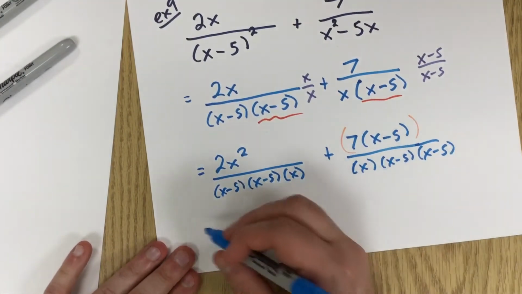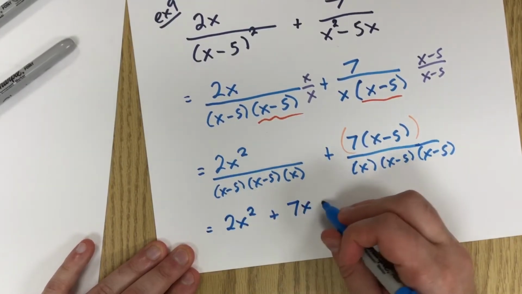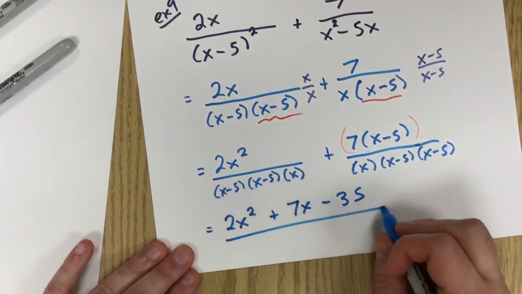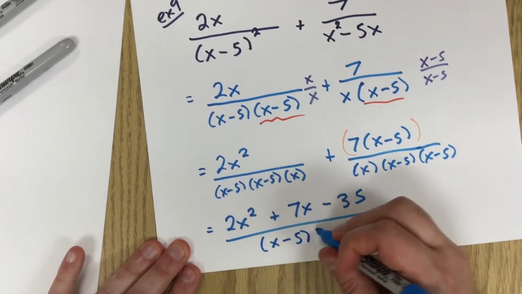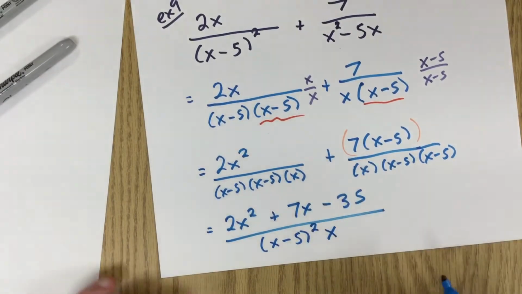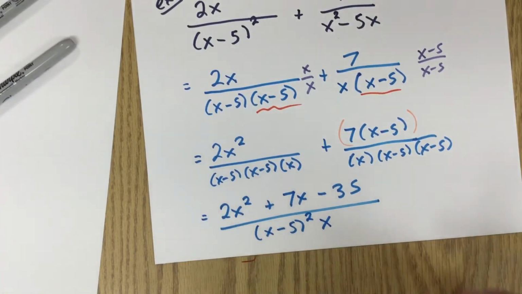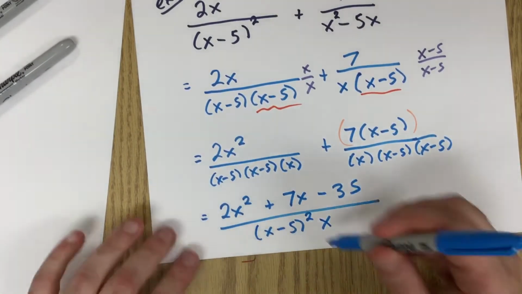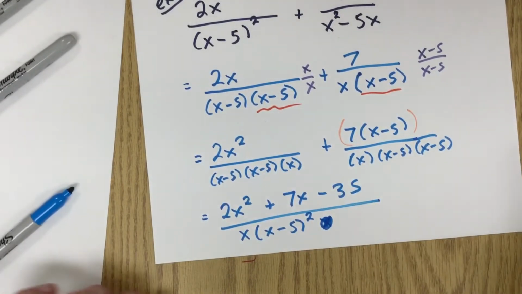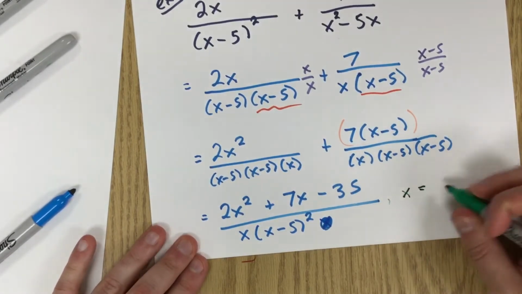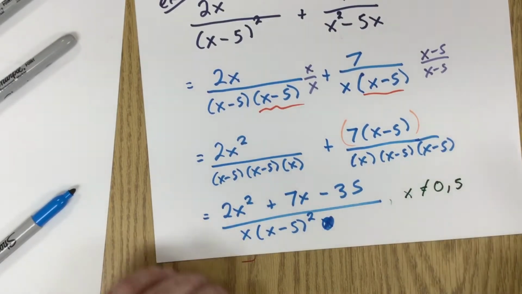So putting it together, we're going to get 2x squared plus 7x minus 35 over, and the best way to write that is to put it back in there. We want to have all the factors together. So it's 2x squared plus 7x minus 35 over (x minus 5) squared times x, or probably would have been prettier to put the x first, over x times (x minus 5) squared. And the restrictions are just x can't be 0 and x can't be 5.